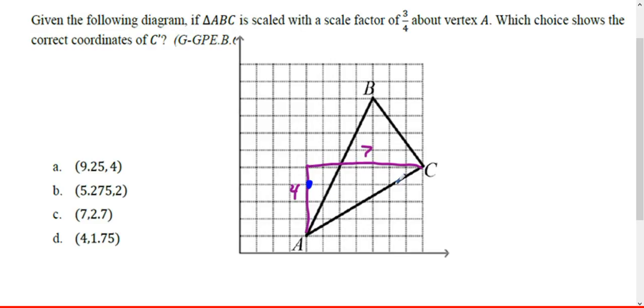1, 2, 3, 4, 5.25. That's where C prime is going to be. So if you count those coordinates, it's up 1, 2, 3, 4. That's our y coordinate. Our x coordinate, remember this is 0.25 over, so 9.25.